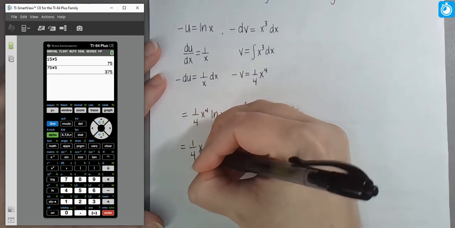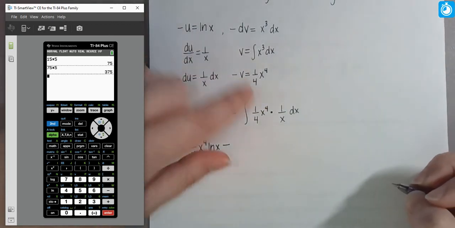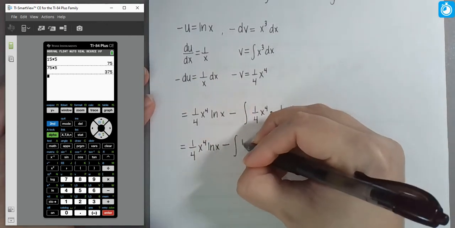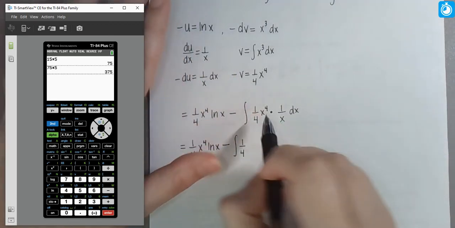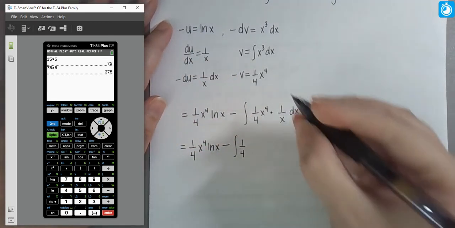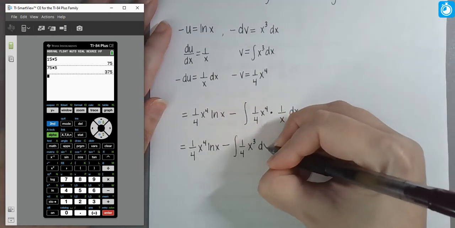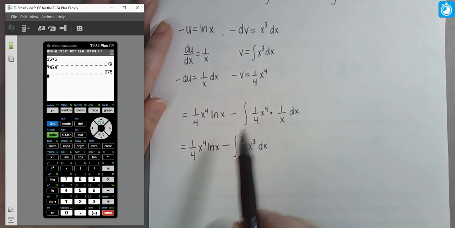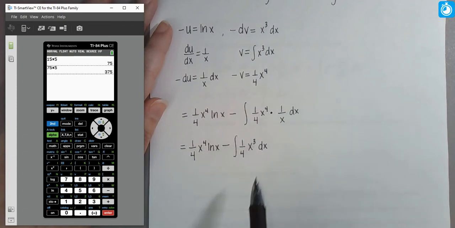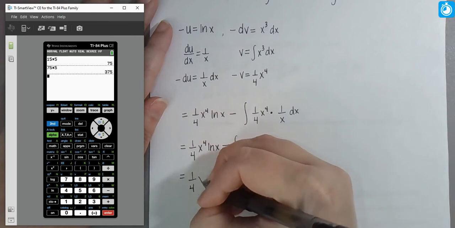So we have 1/4 times x to the 4th times the natural log of x, minus a coefficient of 1/4, which we can pull out if we want, or leave inside. More importantly, we have an x to the 4th in the numerator, divided by x. When we cancel out, that leaves us with x cubed, and we're anti-differentiating with respect to x. So this is now an antiderivative we can find directly just using the power rule. That is good news. Once we evaluate that, then we're good to go.